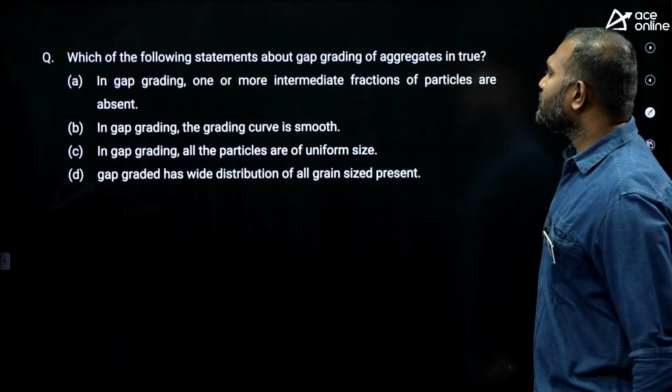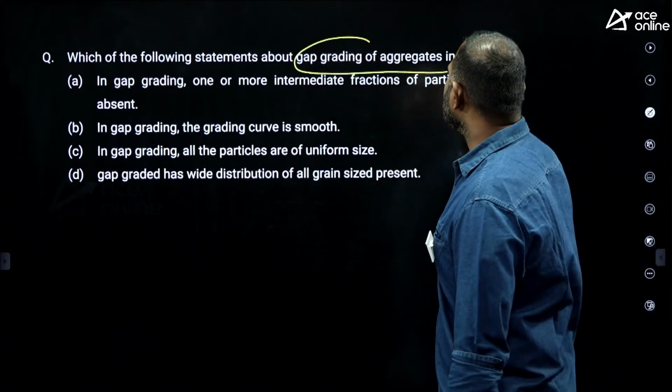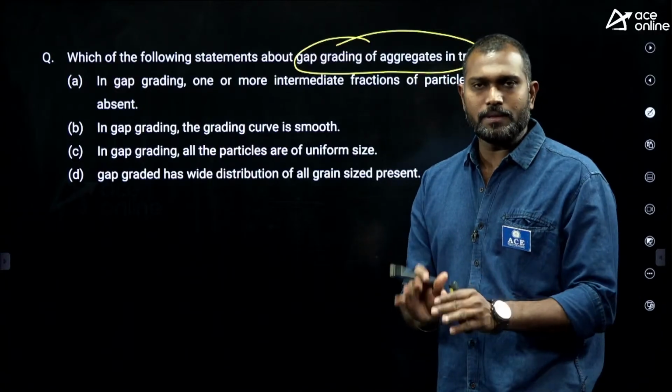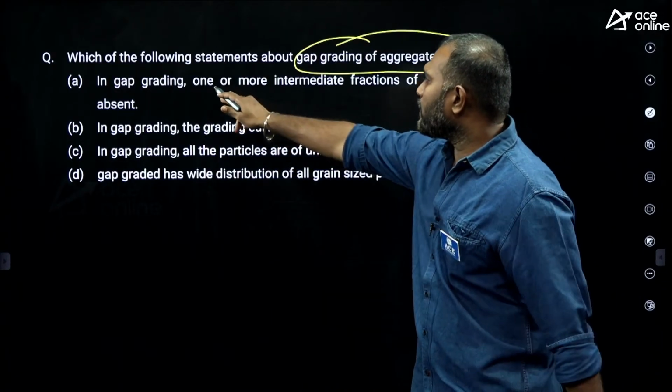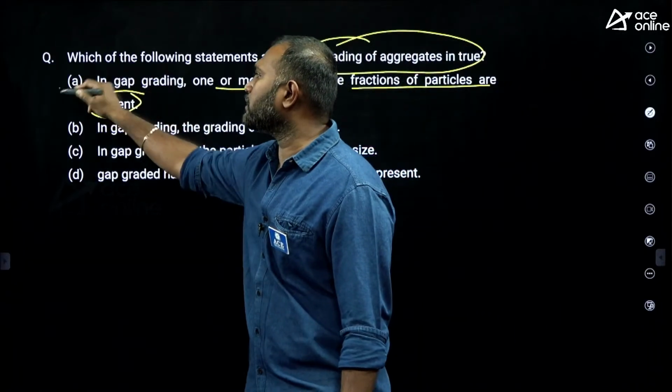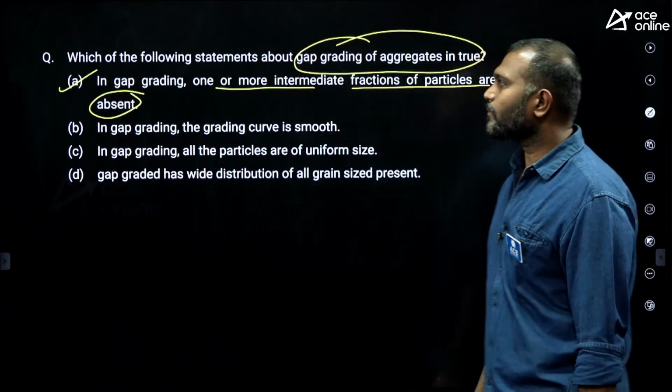Which of the following statements about gap grading of aggregates is true? Gap graded means some particles are missing. In gap graded, one or more intermediate fractions of particles are absent. Absent means missing. That's the correct option A.